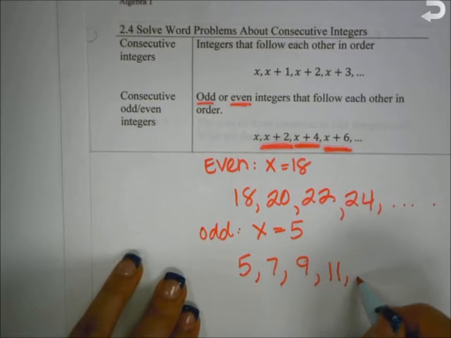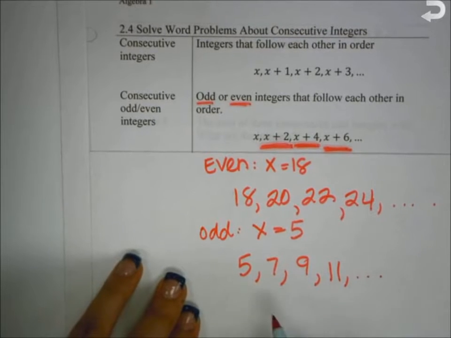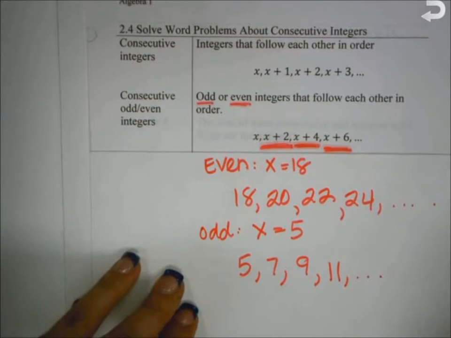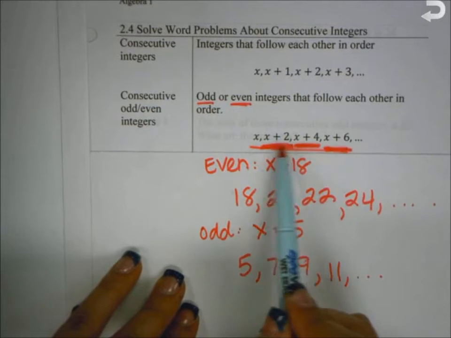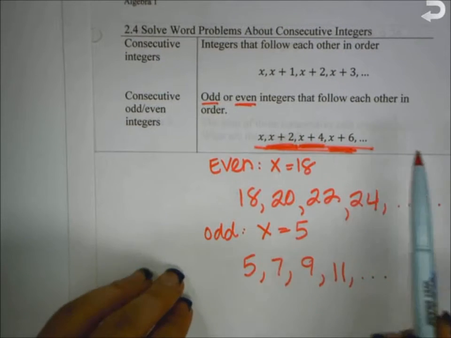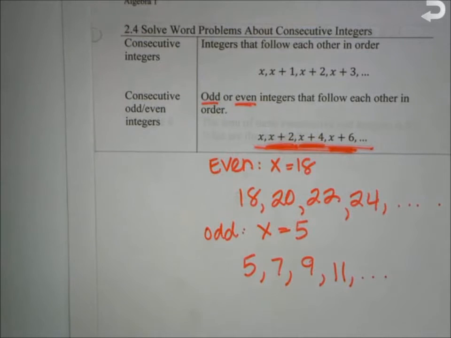So we're always skipping the even integers. So this x plus 2, x plus 4, x plus 6, that is just when we don't know what the integer is yet. So that's just how we represent it in algebraic terms. Okay?